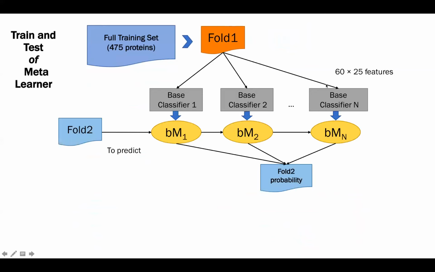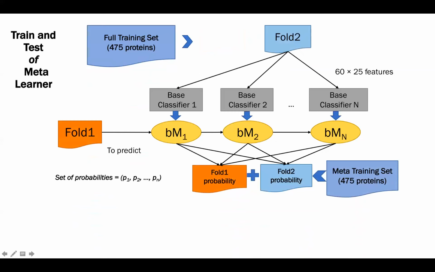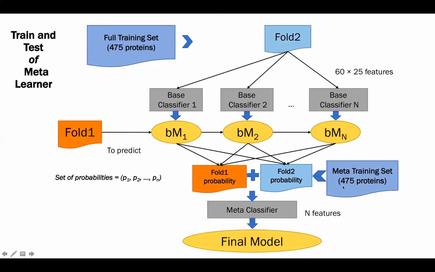And then the next step, what we do is we feed fold 2 as the training set, and then we have another set of base models, and then we feed fold 1 to predict, and then we have the fold 1 probabilities. So here we have the full training set probabilities, and then we feed these probability values into the meta classifier, and then we have our final model. So these are the key steps of the stacking method, which uses independent probability outputs from the base step to train the meta step.